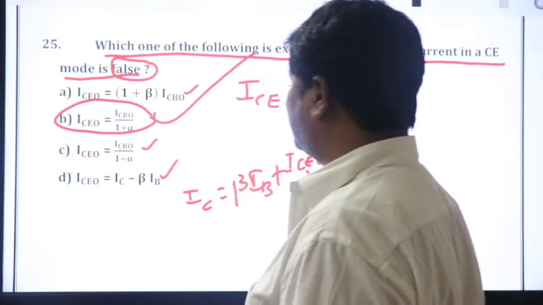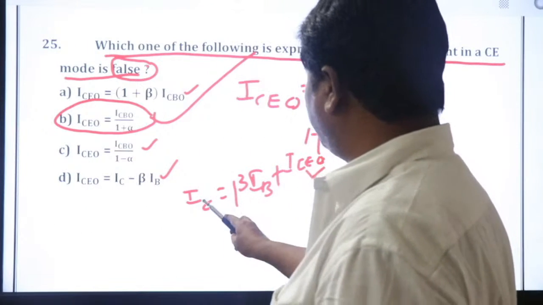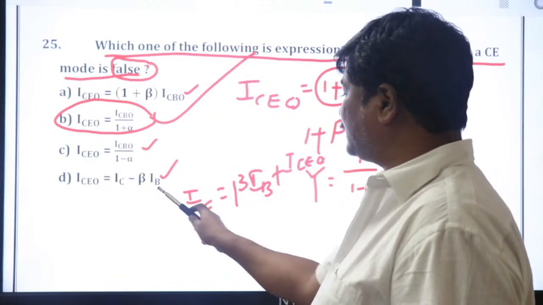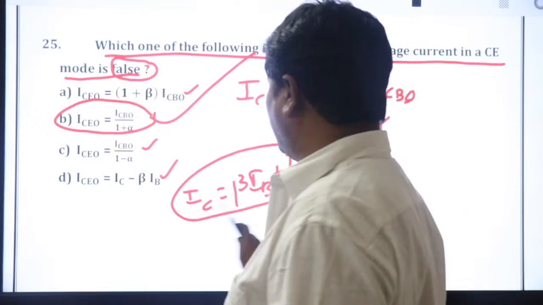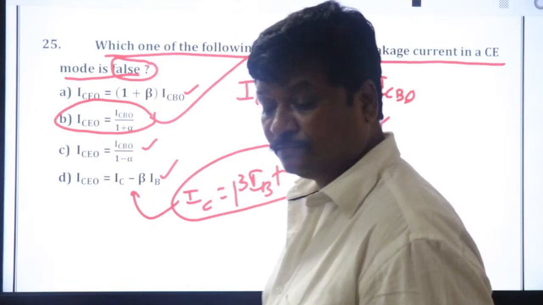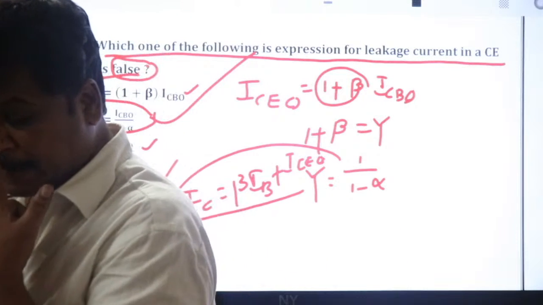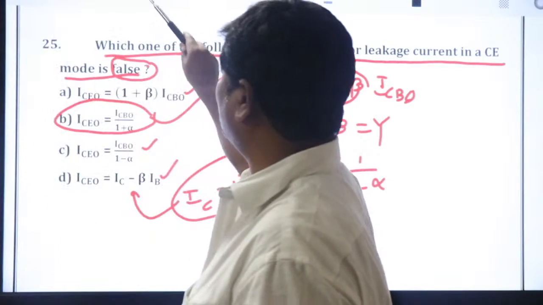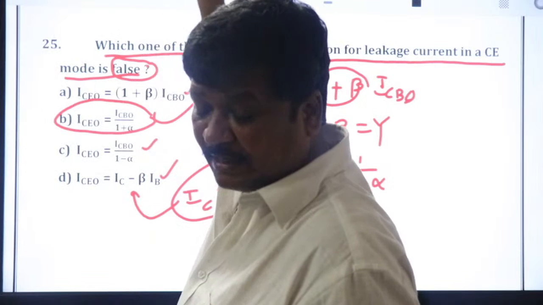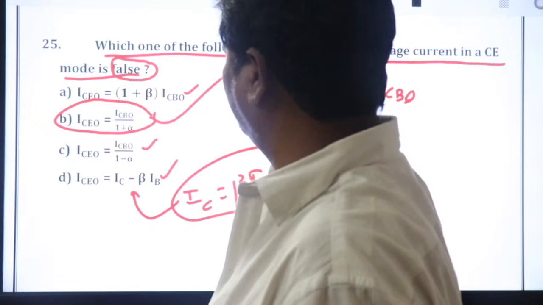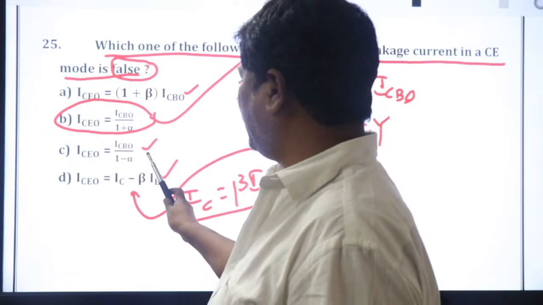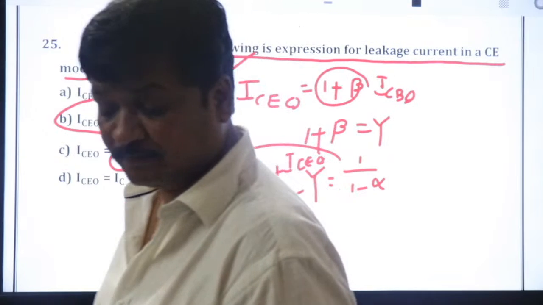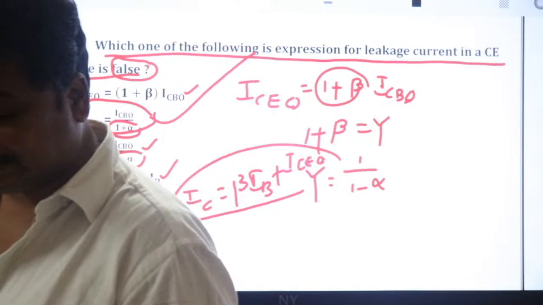D is not wrong, ma'am. D is not wrong. IC is equal to beta times IB plus ICE naught, and ICE naught is equal to IC minus beta IB. This one and this one are equal. D is not wrong. B is the wrong answer. So that is the correct answer for this question. Right? Everyone is clear? Here, 1 minus alpha is the right answer, which means 1 plus alpha is a wrong answer. Right, ma'am?